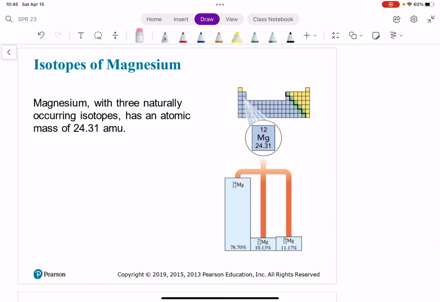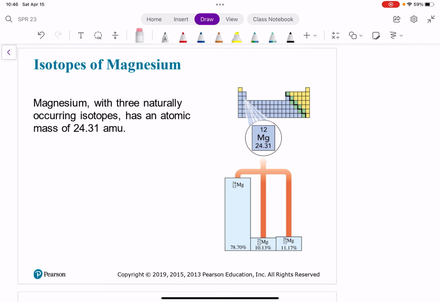For an example, we're finally going to talk about that number on the bottom in the periodic table. Magnesium has 3 naturally occurring isotopes. What isotopes really are is atoms of the same element that have a different number of neutrons. Some elements have 3 different types of isotopes, like magnesium, or some have 2 different types of isotopes.